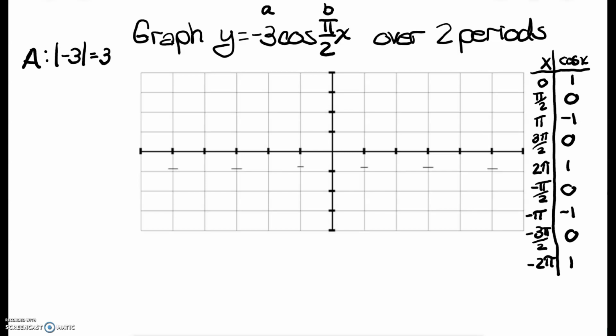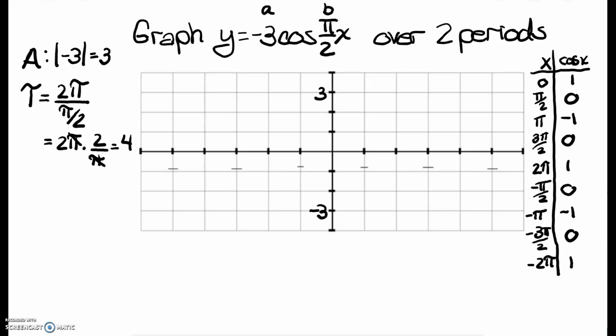So on my graph I'm going to count up 1, 2, 3 and down -3, because my graph is going to go up to 3 at some point and down to -3 at some point. My period is going to be 2 pi divided by pi over 2, which equals 2 pi times 2 over pi, which equals just 4. The pi's cancel out, my period's 4.